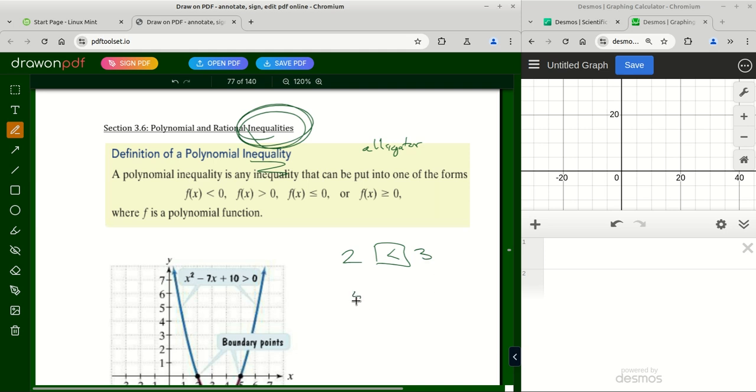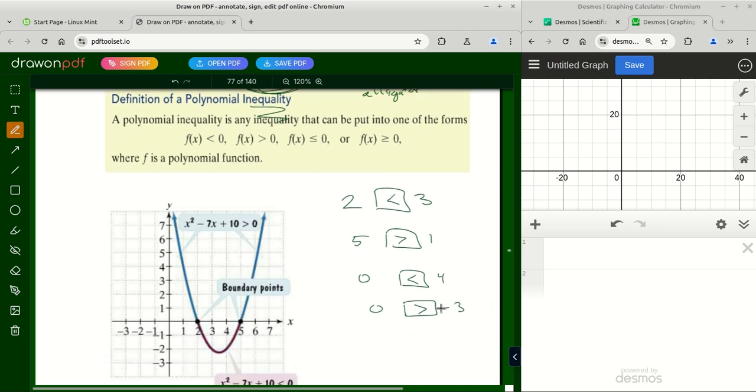So let's do 5 and 1. So chomp the bigger one. What about 0 and 4? So then chomp the bigger one. But what about 0 and -3? Chomp the bigger one. Now, negatives are nasty.